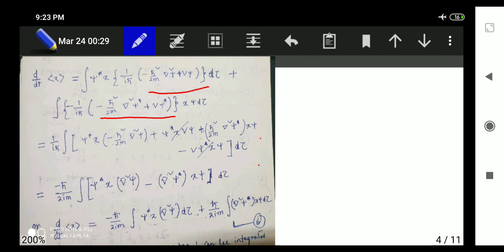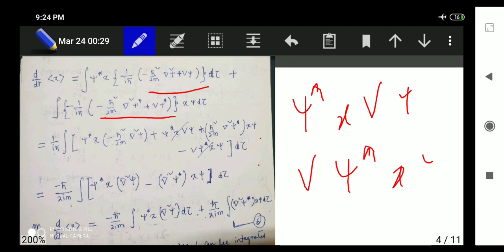here and here as well. So we'll take the common outside here. Okay, because this V term will get cancelled out. Since potential means psi star x V psi and V psi star x psi are the same thing, because the potential's operator is potential itself. Okay, x operator is x itself.